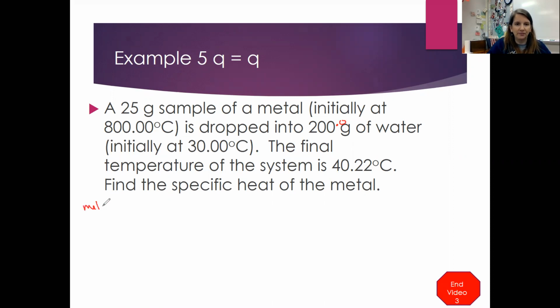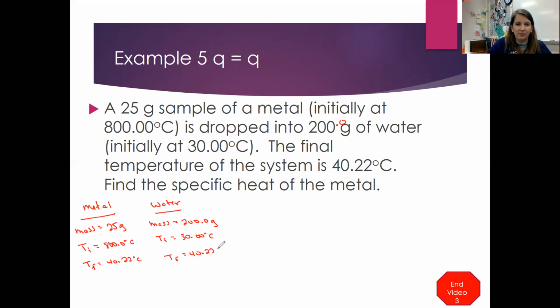We've got a metal here, and it has a mass of 25 grams and an initial temperature of 800 degrees Celsius. It's dropped into water that has a mass of 200.0, as I added the 0, that's initially at 30 degrees Celsius. The final temperature of the system is 40.22. Now remember that final temperature is going to be for both objects because heat flows until they're at the same temperature.